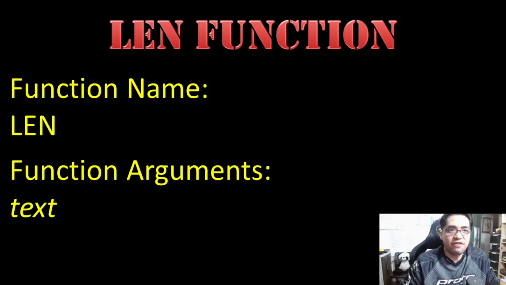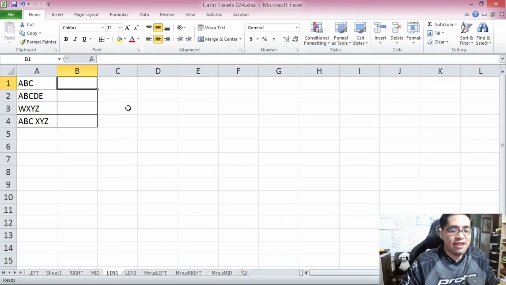For the LEN function, the function name is LEN, and for the function arguments, you have just one. You just need the original text. So what is the LEN function? The LEN function simply counts the number of characters in a particular text string.